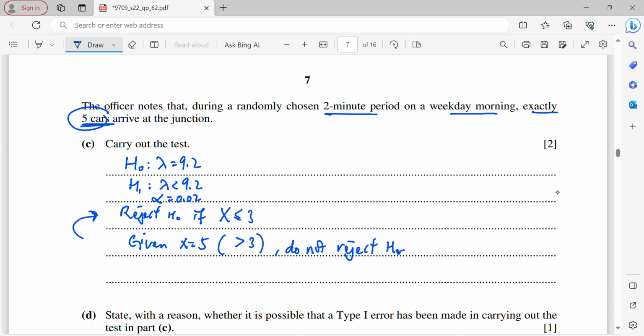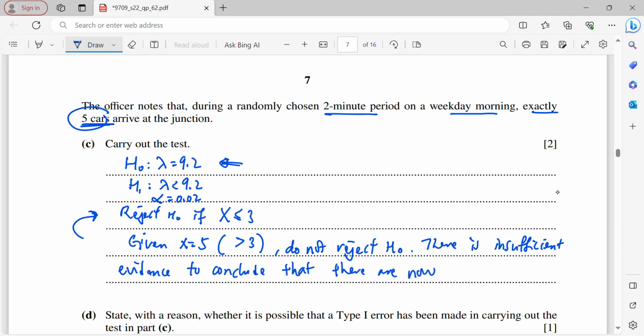So this is our decision. When you do not reject H0, it means that it does not show the number has been reduced. So there is insufficient evidence to conclude that there are now fewer cars arriving. Alright, so that's the conclusion for the test.